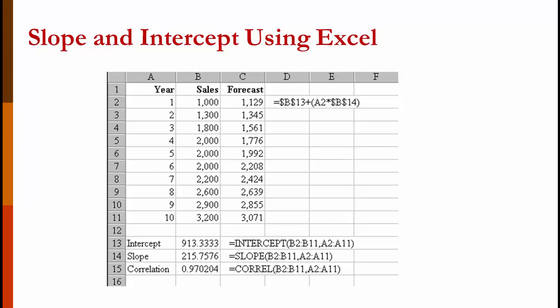The intercept function will give you the intercept. The slope function will give you the slope. And the CORREL, C-O-R-R-E-L, will give you the correlation coefficient. You can see a range of period numbers in the A column, cells in the B column. The C column is just applying the regression formula, plugging in a 1 for period 1, a 2 for period 2, and so on to show you how the forecast works. And the formula is used to find those values on the screen.